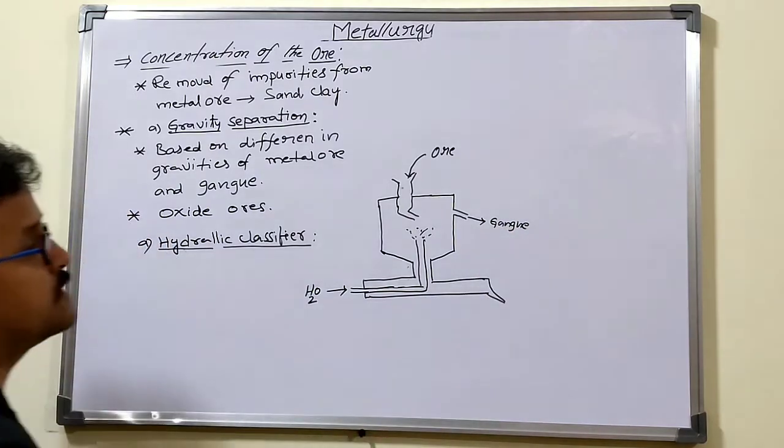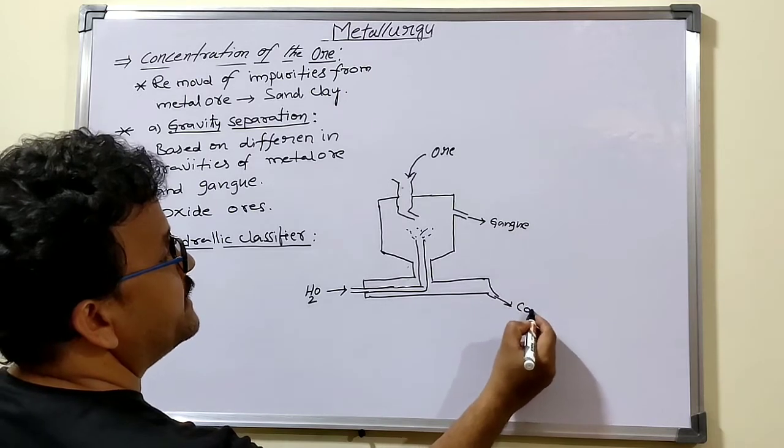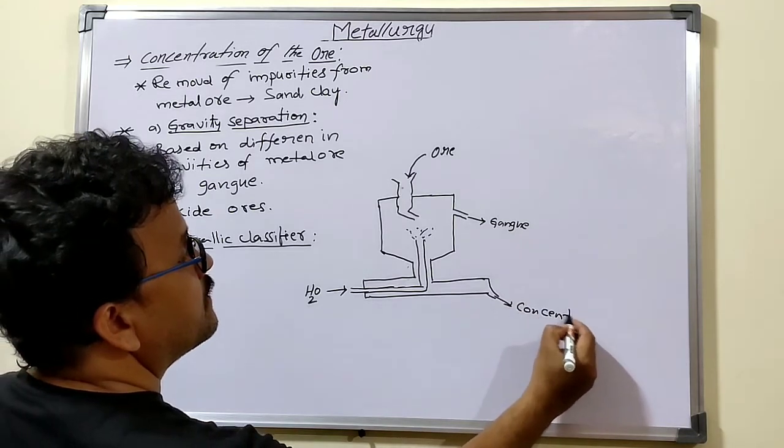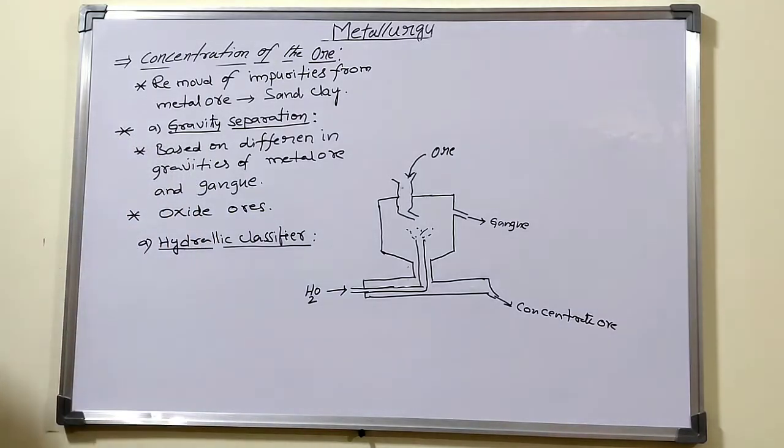gangue outlet and the other, the concentrated ore outlet. This is the structure of the hydraulic classifier. And there is a provision in this to remove lighter gangue particles from the top and to collect concentrated ore from the bottom.